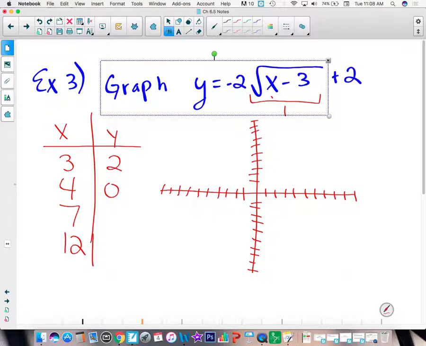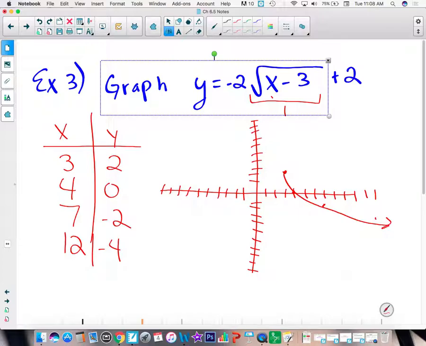7 minus 3 is 4, the square root of 4 is 2, times negative 2 is negative 4, plus 2, so it's negative 2. And then 12 gives us a 3 in our square root, so it's negative 6 plus 2, negative 4. So when you graph those points, 3, 2; 4, 0; 7, negative 2; and 12, negative 4. It's going to look like that-ish.